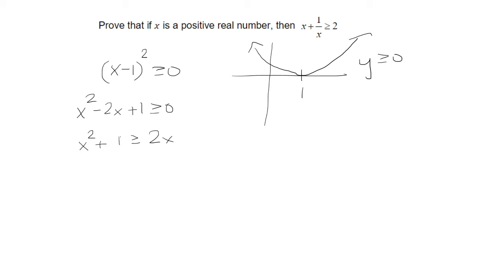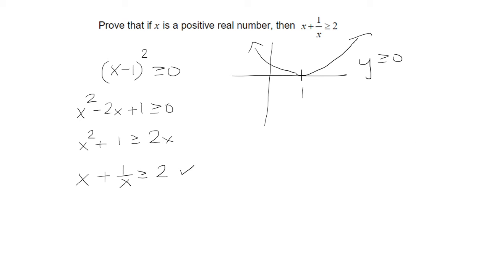So here, I'm not dividing by 0 because x is positive, so I'm allowed to do that. And because x is positive, the inequality is not going to flip. Okay. And so now we proved it.